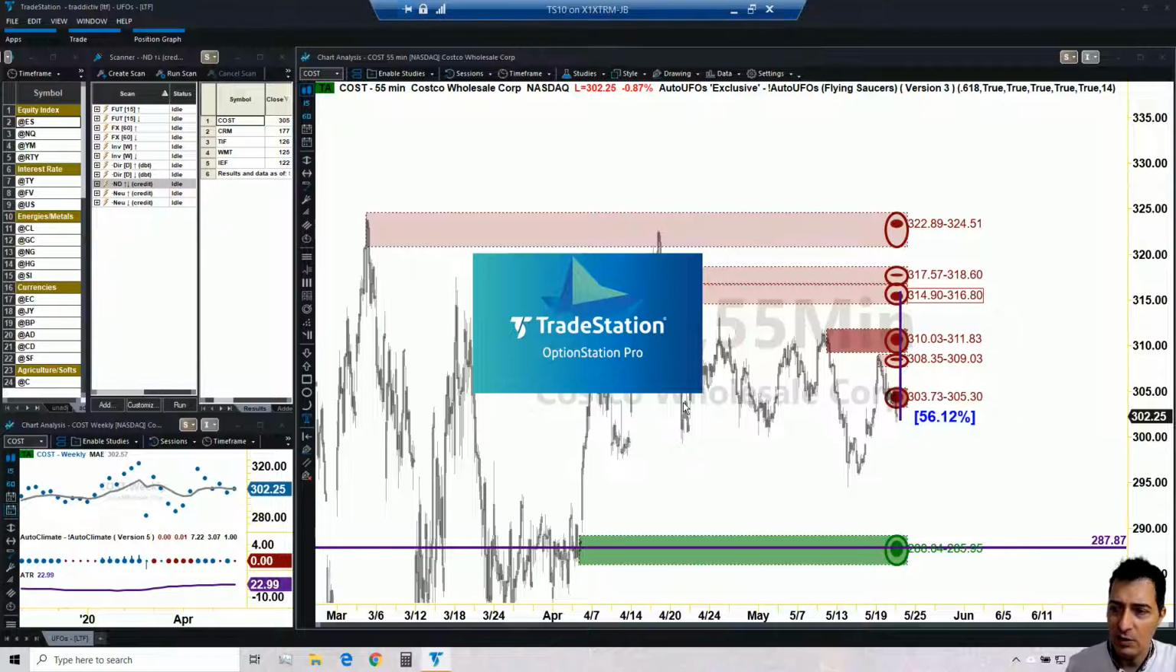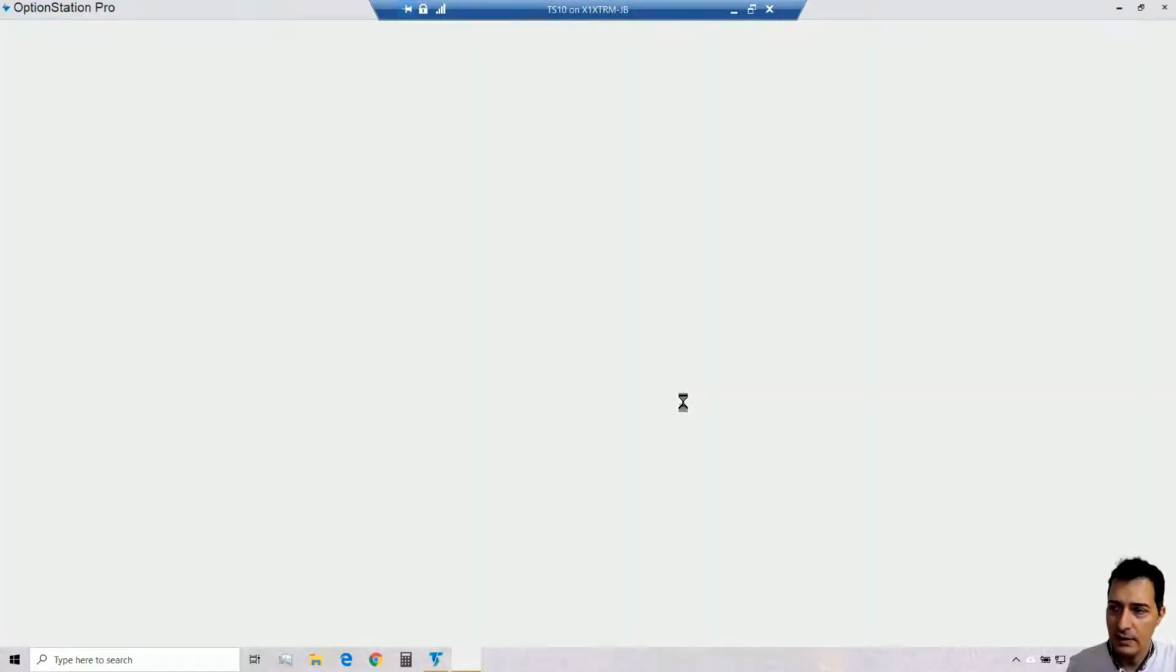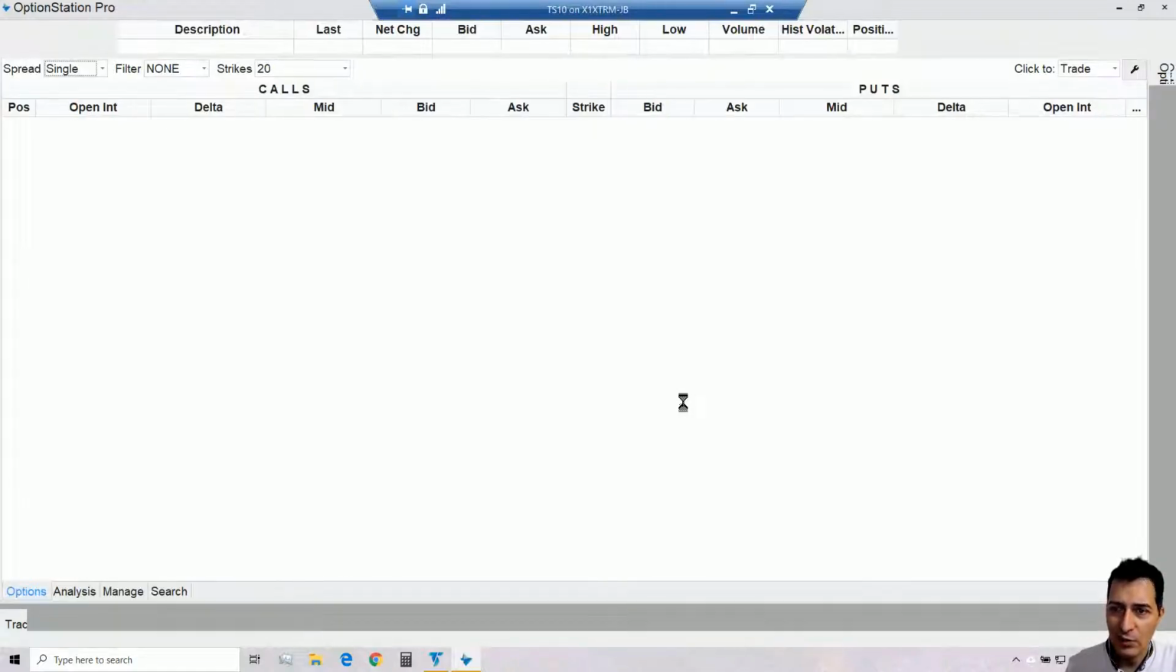So OptionStation Pro is taking a long time. I would say longer than expected, so I'm concerned that I may have to restart TradeStation here. Not sure why this is. Okay, now finally it's loading. So maybe there was a little bit of a delay connecting with the data servers.